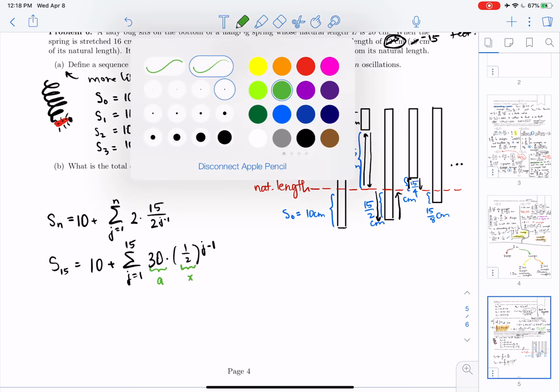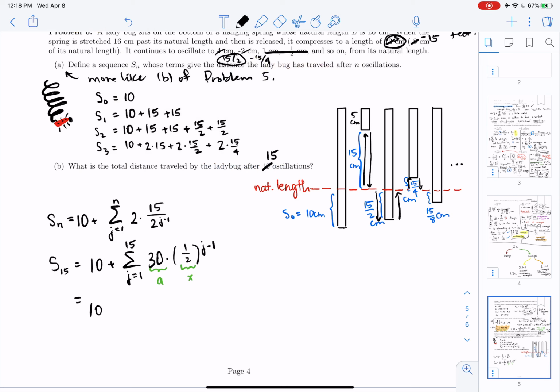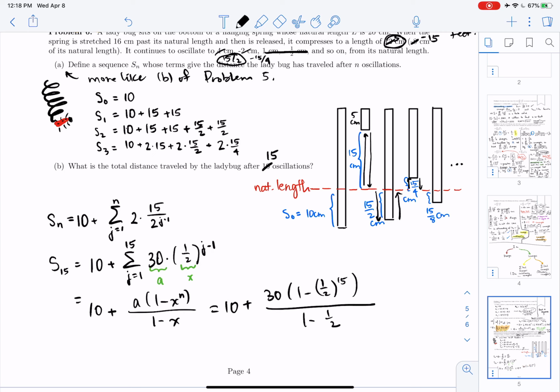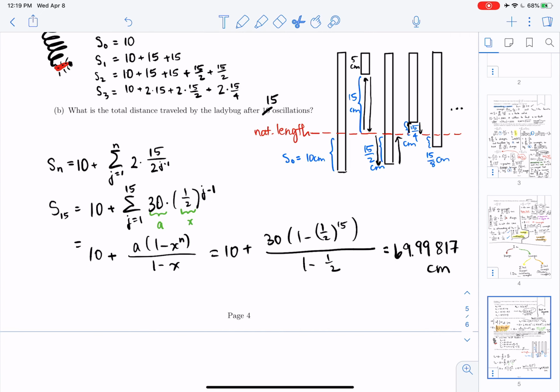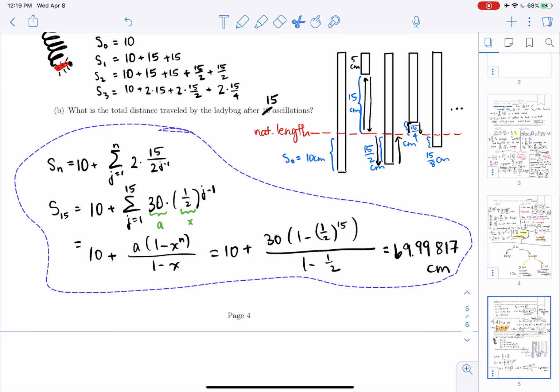It's 30. And our finite sum for geometric series is, again, A times 1 minus x to the n all over 1 minus x. Our A value is 30. Our x value is 1/2. The number of terms we're adding is 15, all over 1 minus 1/2. Okay, and this comes out to be 817 centimeters.